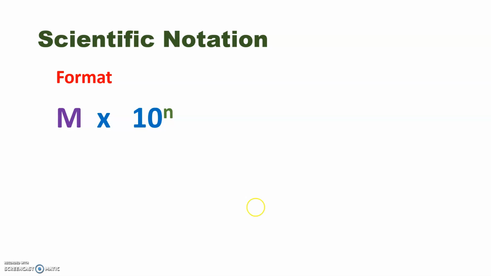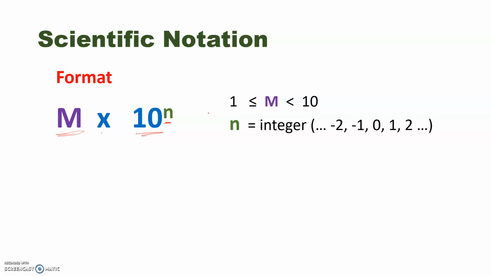So you can see that we have here, scientific notation is always a number times 10 to a power. Now this number here, it has to be between 1 and 10, or 1 and 9.9999. And then the n value is an integer. It can be positive or negative. So you can see examples here of integers.